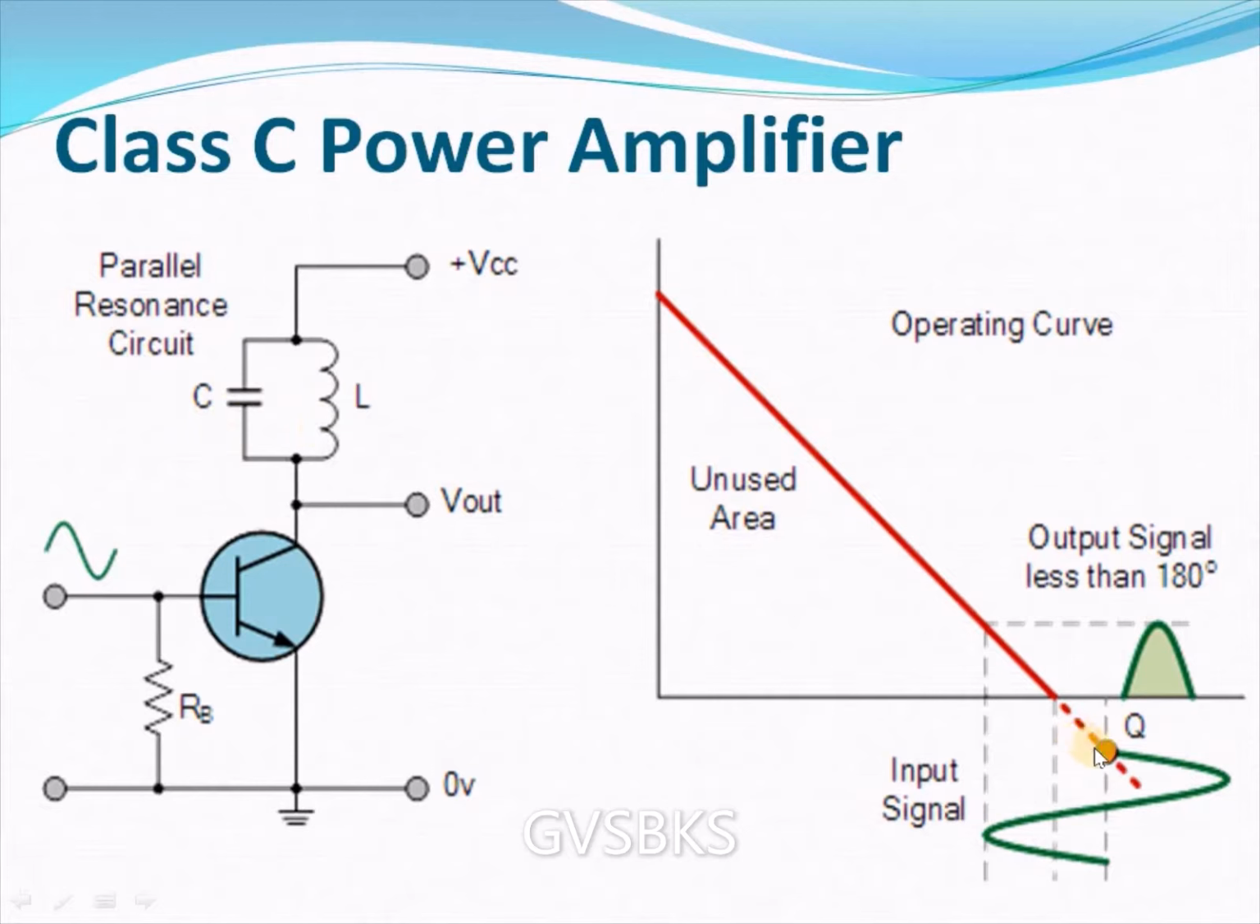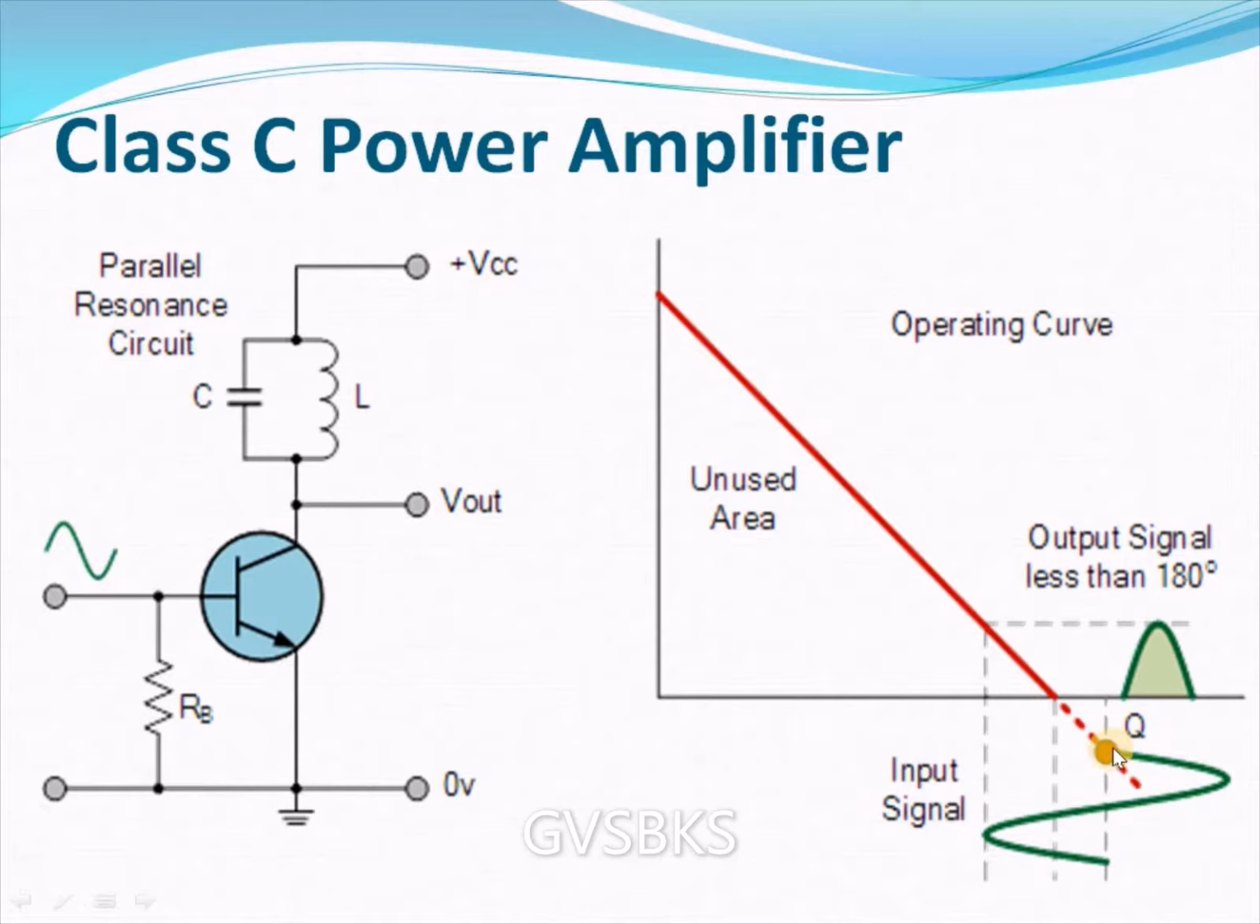If you see the curves, the Q point is selected just below the x-axis. I will recall the operating points. In class A, it is placed at the middle of the DC load line. In class B, it is placed exactly on the x-axis. In class AB, it is just above the x-axis and not near to class A. But in class C type, it is placed below the x-axis.